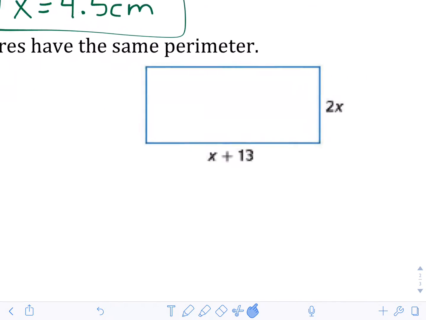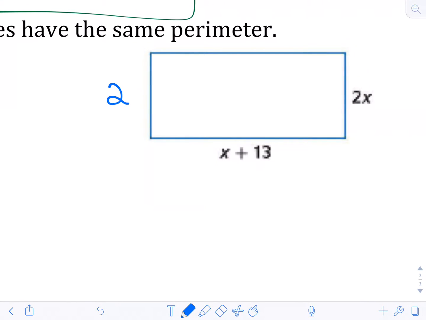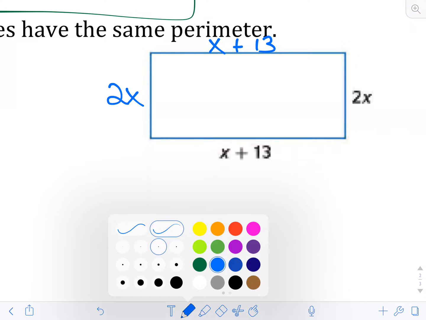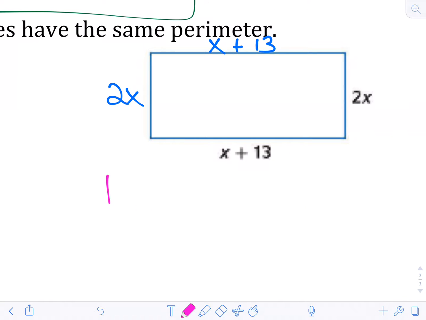Okay, over here, my second figure, if that's 2x, then this is 2x. If that's x plus 13, then this is x plus 13. I'm going to go ahead and solve for my perimeter by adding up all of my x's.